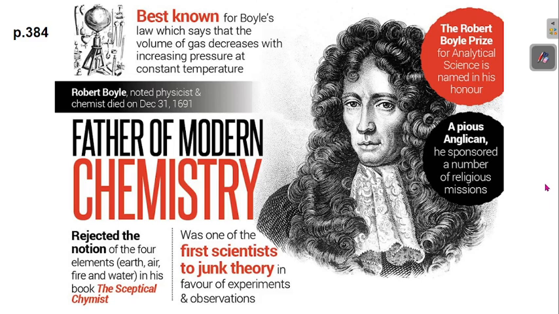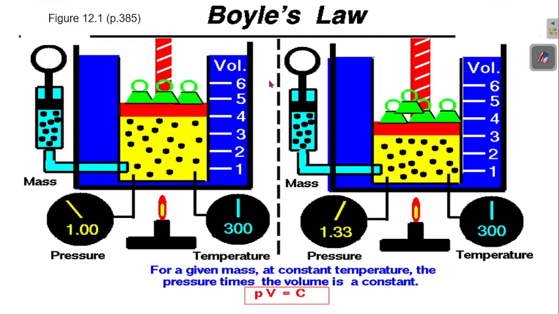So let's see. He's best known for his law, Boyle's law, which we're going to apply to problems in a minute, which says that the volume of a gas decreases with the increasing pressure at constant temperatures. That's what he says. And you need to know what he said and how it translates into a formula and apply the formula. But we'll see that in a minute. Let's see. Here is his law. Let's explain on page 385. Figure 12.1 explains his law visually.